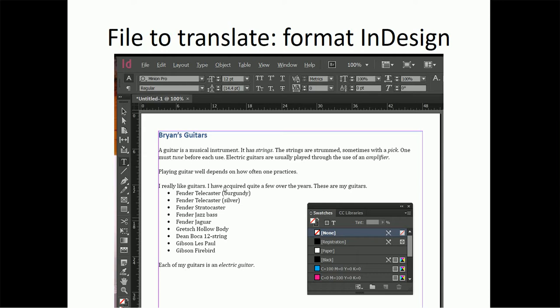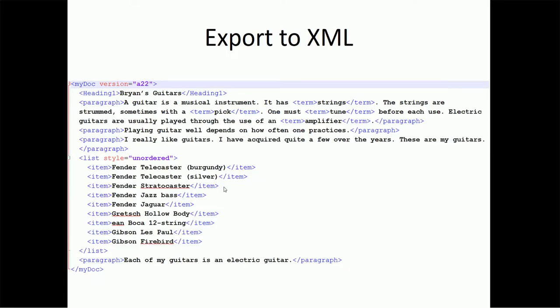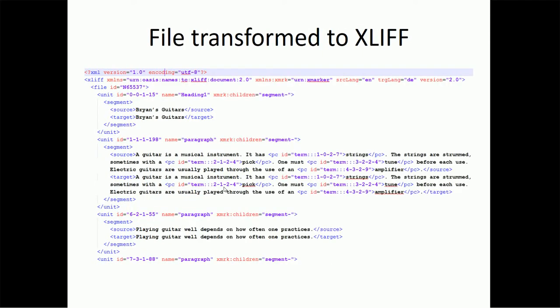So here's how it kind of works. Imagine you have this file in desktop publishing software, in InDesign. We have a heading and some paragraphs and a bulleted list. We could export the XML from the native file format. So this is not XLIFF yet. This is just the XML that comes out of the application. It has all of the XML that makes that InDesign document. We transform it into XLIFF. So now we have units that have source and target for each of the pairs that we want to translate.